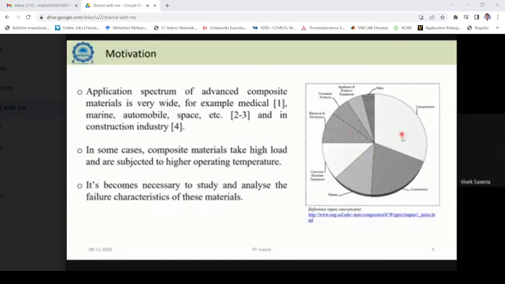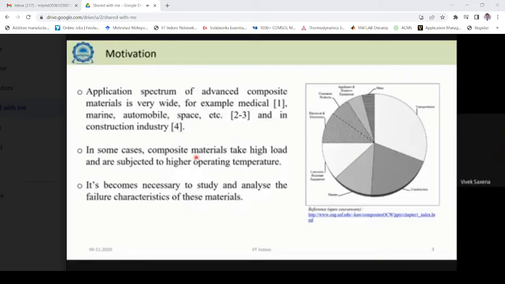Composite materials are heavily used in transportation, construction, marine applications, to make corrosion resistance equipments, in making electrical and electronic components, and whatnot. So I would say composites are heavily used nowadays in different aspects of engineering applications, and there are some cases where these materials take higher load and are subjected to higher operating temperatures.